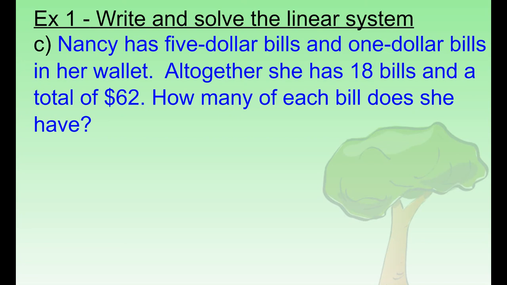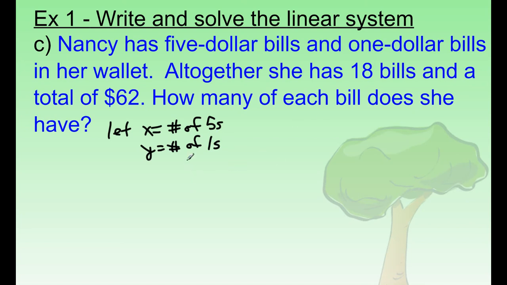All right, so our two statements. She has $5 bills and $1 bills. So I'm already going to start: I'm going to let X equal the number of fives she has, and Y is equal to the number of ones she has.